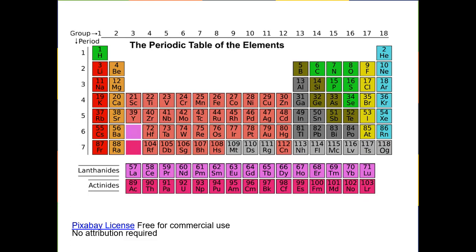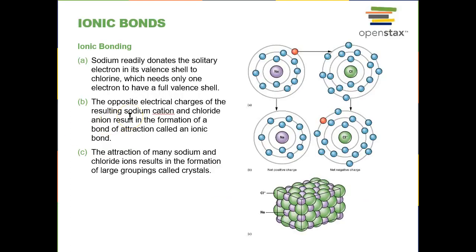So when sodium ions and chloride ions find themselves next to each other, you have a positively charged ion next to a negatively charged ion. Opposite charges attract and they stick to one another. And this is how ionic bonds are formed.